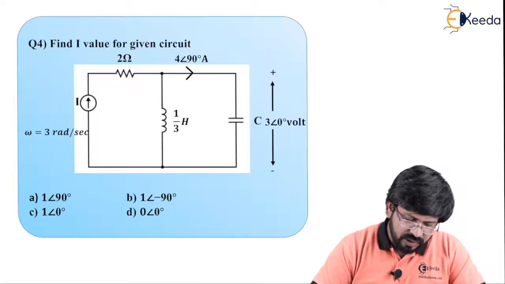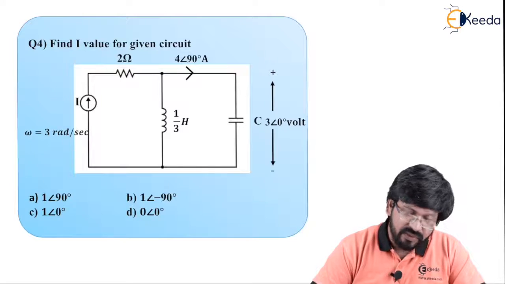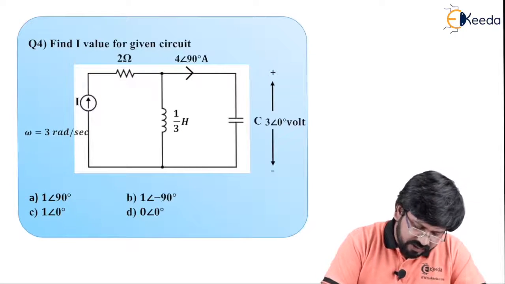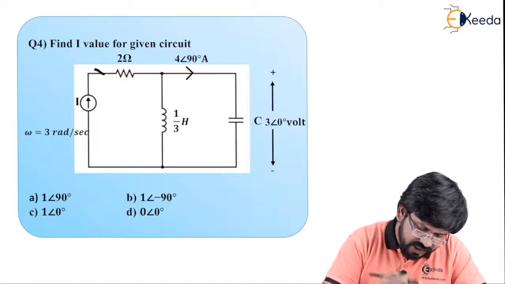In question number 4, you have to find the value of I for a given circuit. As you can see, I is nothing but the supply current. Just check, I is a supply current.